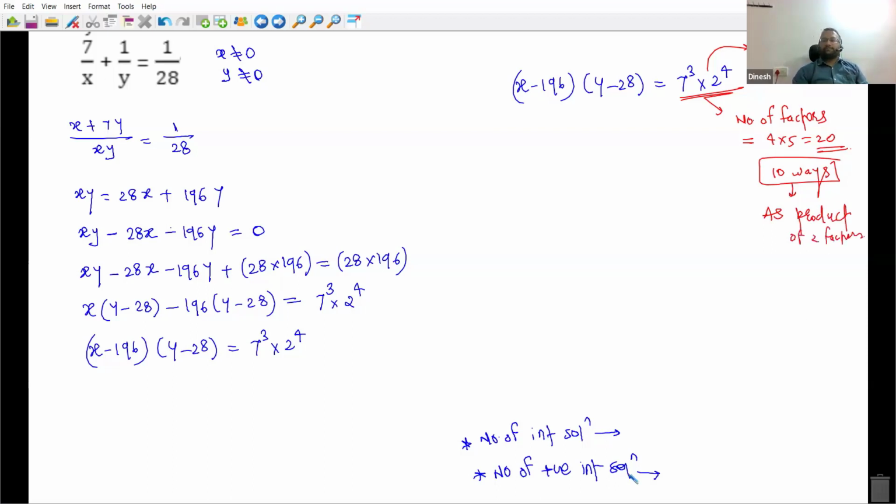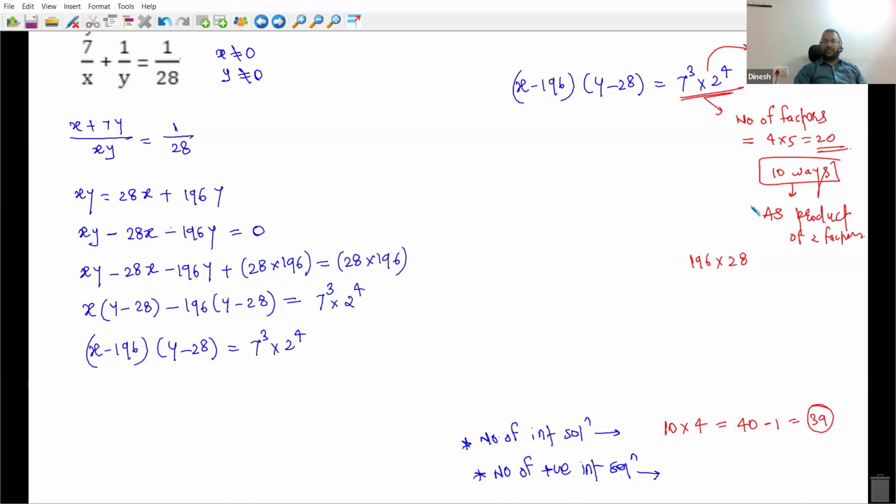Okay, everyone. These 10 ways will give you 4 integral solutions each. But out of those 40 integral solutions, one solution is going to be 0, 0. Are you getting this? One solution is going to be 0, 0. How?